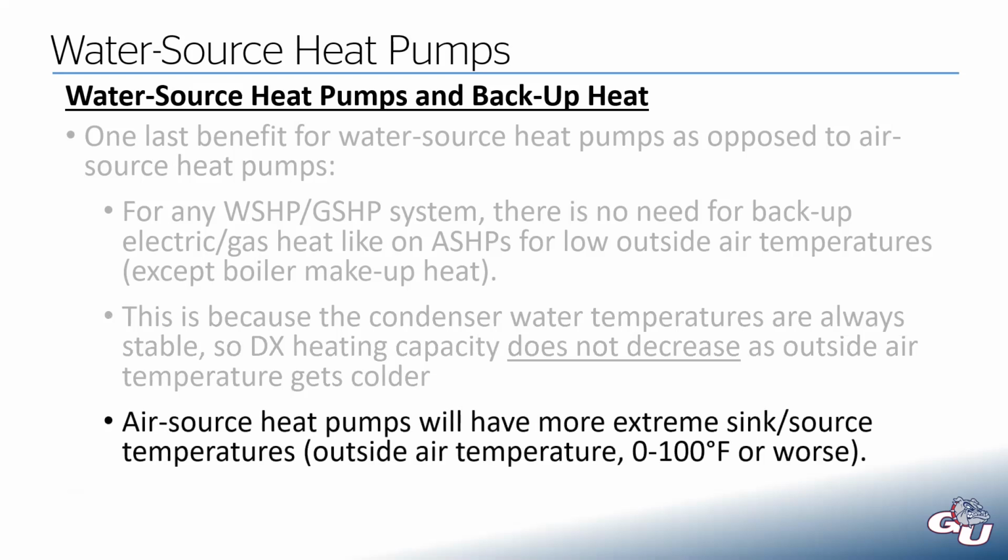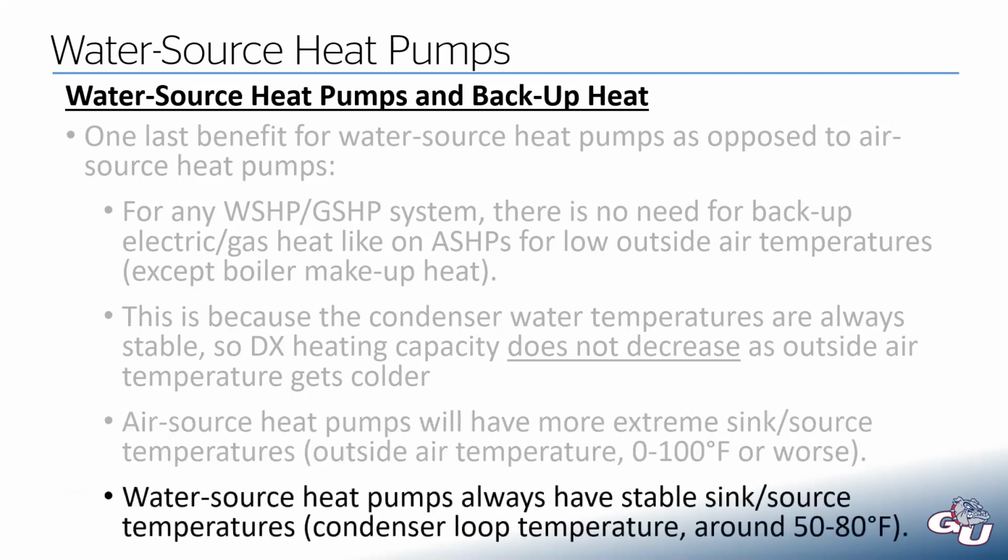Versus air source systems typically have way more extreme heat sink or heat source temperatures. Because it's using outside air conditions, you're potentially down to 0 degrees Fahrenheit in Spokane, at least, or in cooling mode, you could be at 100 degrees. Water source heat pumps, by comparison, they're always going to be nice and stable because our loop temperature is always in that 50 to 80 degree range, regardless of the outside air temperatures.